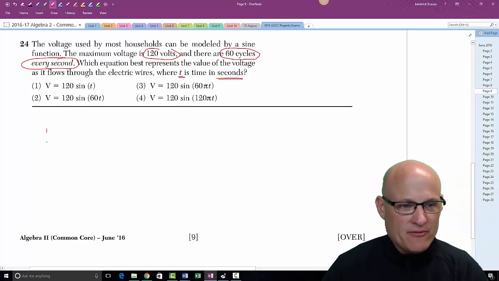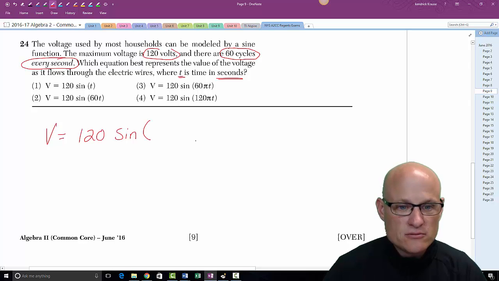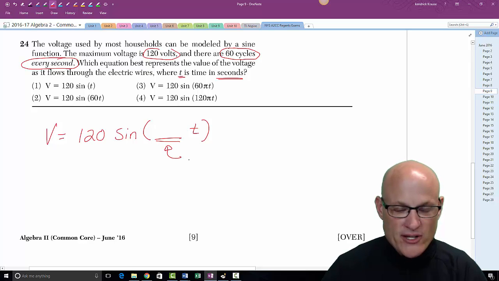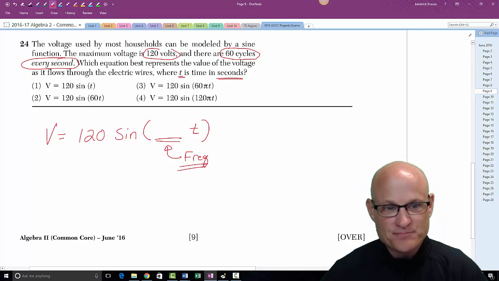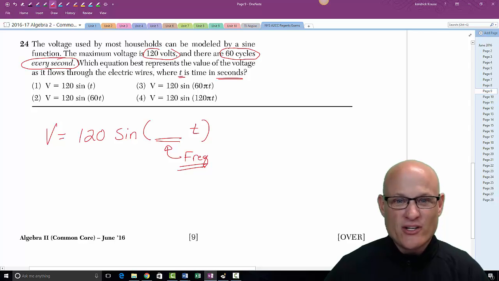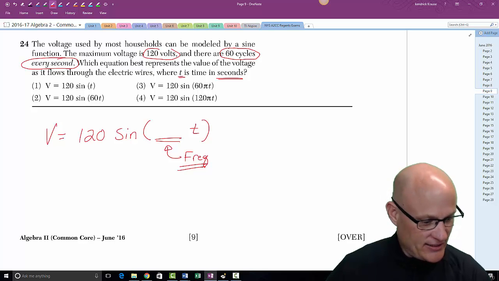My equation's got to be V equals 120 sine of something t, and they all start out that way. Here's the trick. Can I figure out this? Now remember, this is my frequency. Did it give us the frequency? Well, what it said was there's 60 cycles every single second.